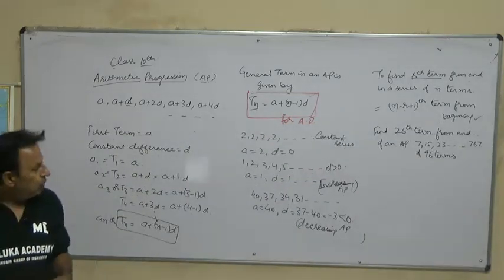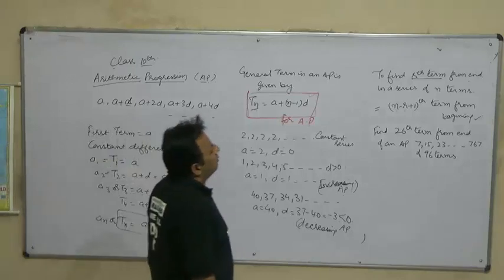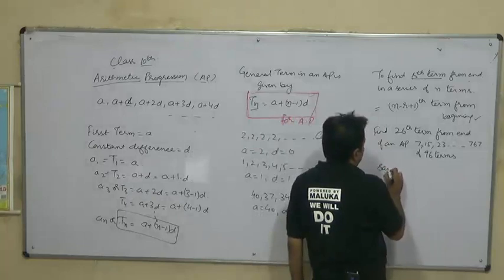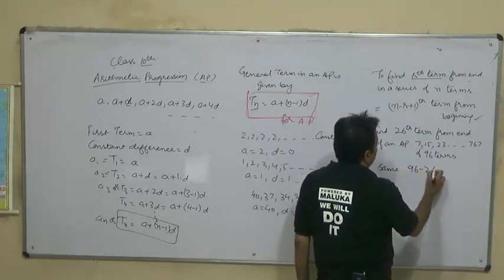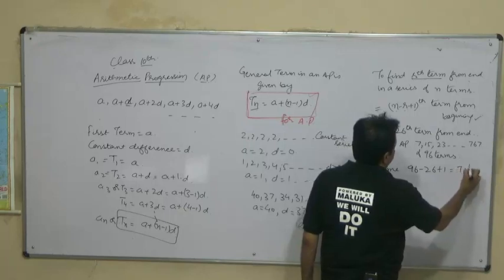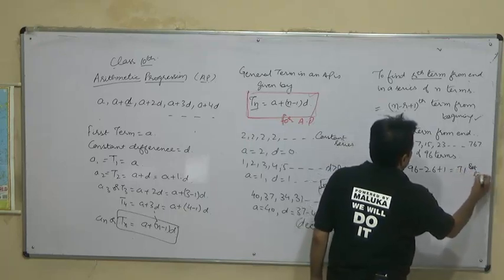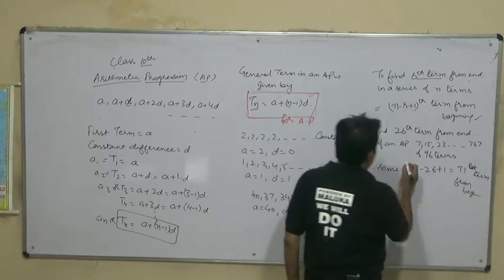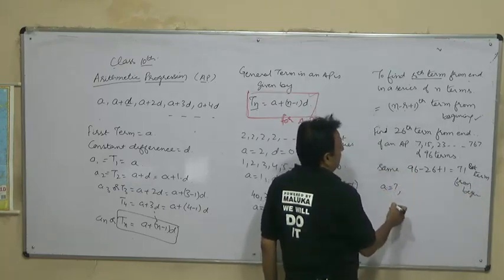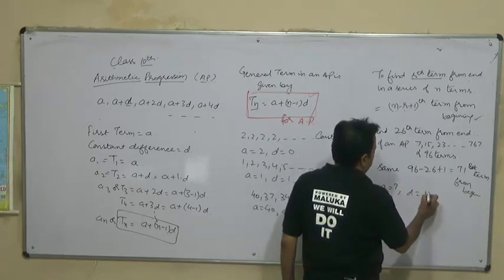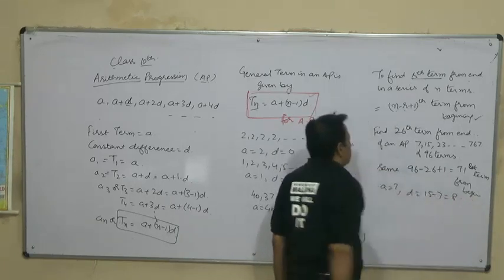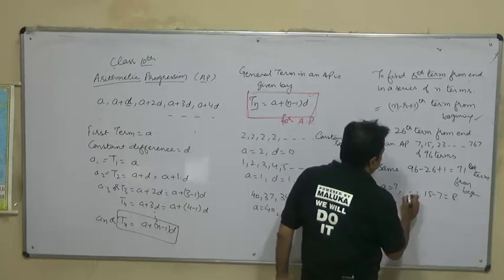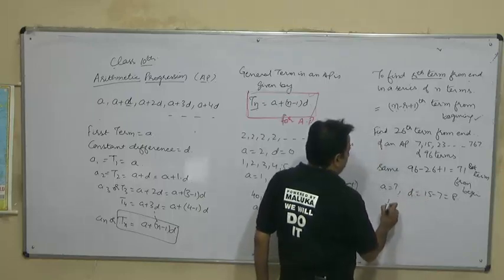So if you want to find the 26th term from end, what will it be from beginning? It is the same as 96 minus 26 plus 1. This will be the 71st term from beginning. So here we have the value of A as 7 and D as 15 minus 7, which is equal to 8. So we have found the values of A and D here. D is the common difference. Now we want to find T71.